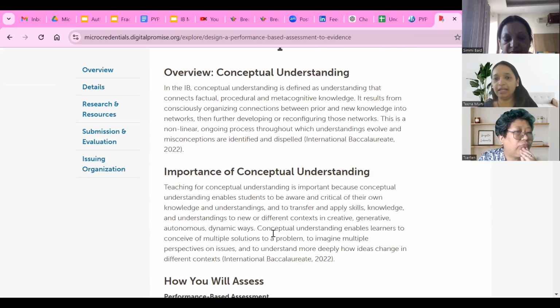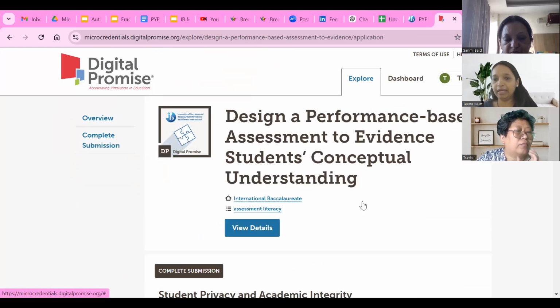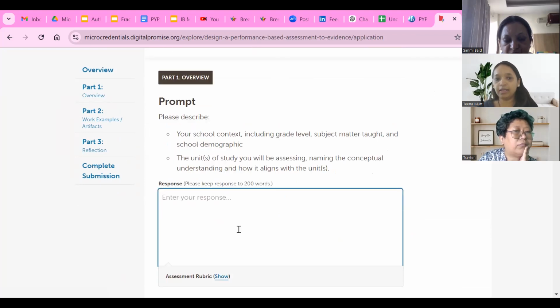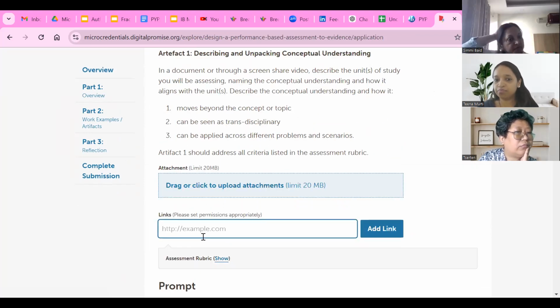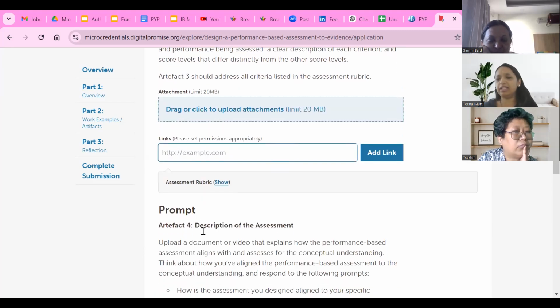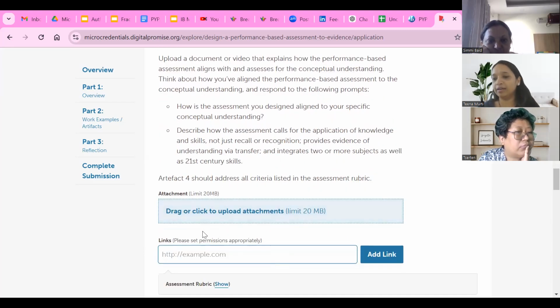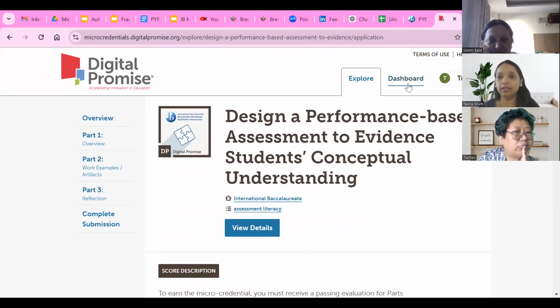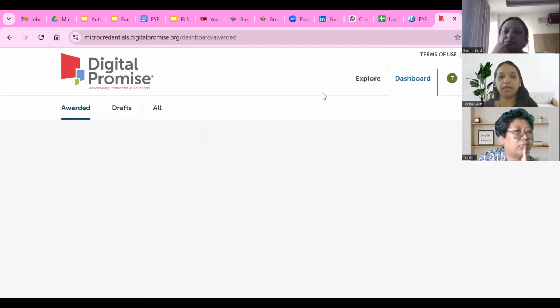When you go and apply, here you need to submit. There are two questions, and you write down your answer here. You hyperlink your evidences here, like this. There are three prompts, an assessment rubric, everything is there. You just have to submit your evidences, your work, and then it will award you. Like here, on my dashboard, it shows that I have been awarded one, and you can go ahead with more. It's a nice thing which you can explore.